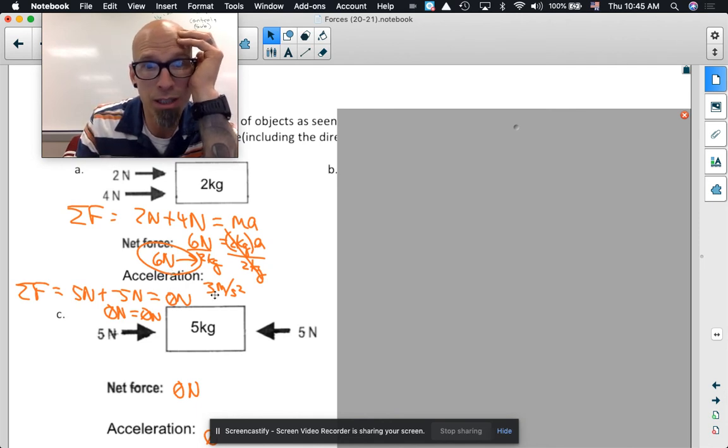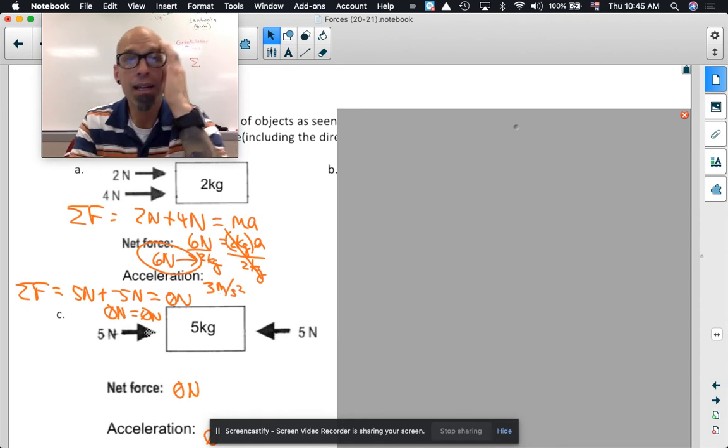Then the next question is, what's the acceleration? Well, that means I've got to plug my 2 kilogram mass in where the M is and then isolate the A. I've got to get the A by itself. So I'm going to divide both sides by the 2 kilograms. And 6 over 2 is 3. And a Newton per kilogram is the same thing as a meter per second squared. And so that's why my answer is positive 3 meters per second squared, or 3 meters per second squared to the right, we would say.